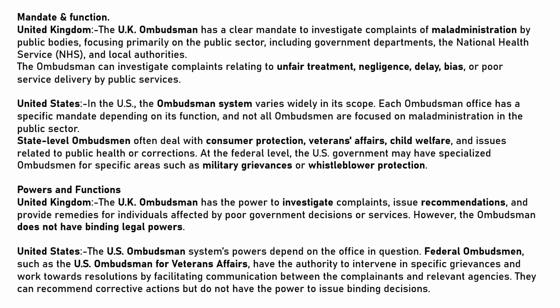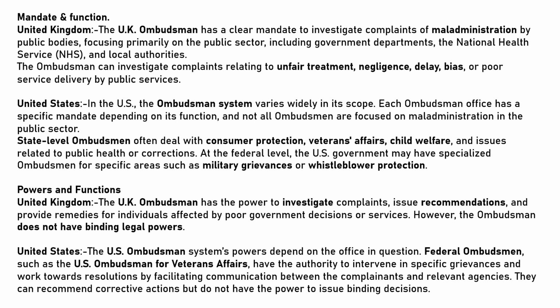The United States Ombudsman system varies widely in its scope. Each Ombudsman office has a specific mandate depending on its function, and not all ombudsmen are focused on maladministration in the public sector. State-level ombudsmen often deal with consumer protection, veterans affairs, child welfare, and issues related to public health or corrections. At the federal level, the US government may have specialized ombudsmen for specific areas such as military grievances or whistleblower protection. Powers and function.